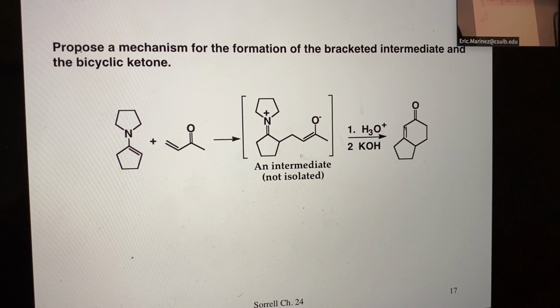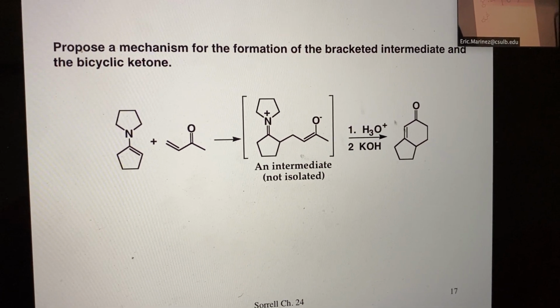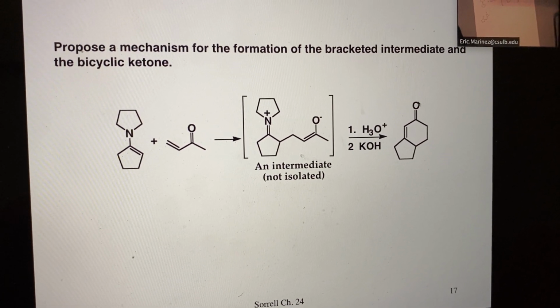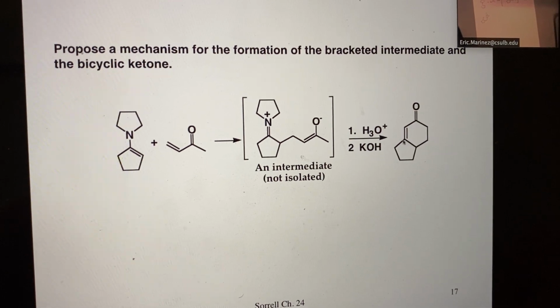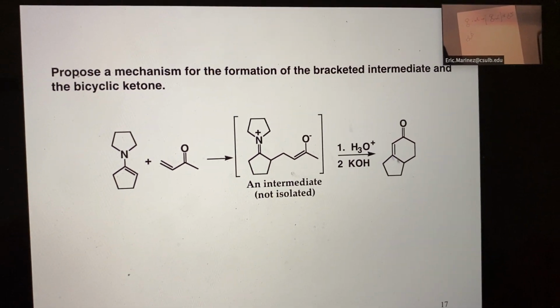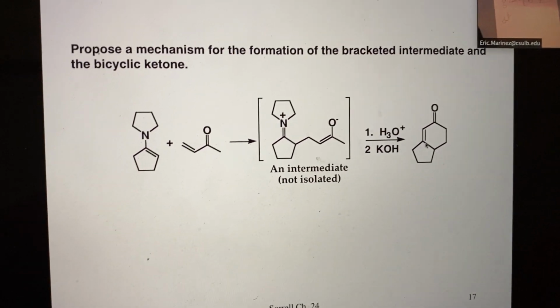So this alpha position is my nucleophile. That's going to be generated from an enolate, whereas this carbon is going to be my electrophile. That's going to come from a carbonyl.